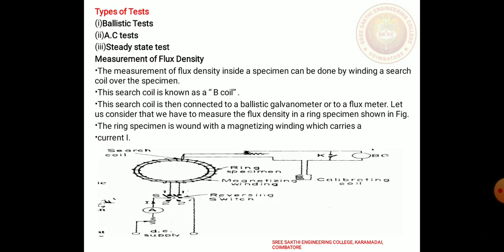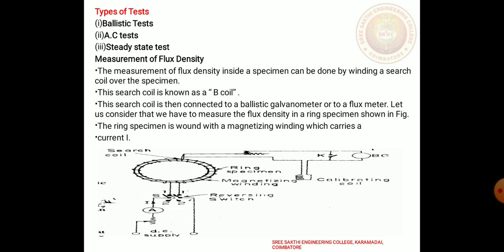Types of testers. Many methods of testing magnetic materials have been derived wherein attempts have been made to eliminate the inaccuracies. There are three basic methods to test magnetic measurements. First one is ballistic testers. These tests are mainly used for determination of flux density in a specimen, determination of BH curves and plotting of hysteresis loop. Second, AC test.